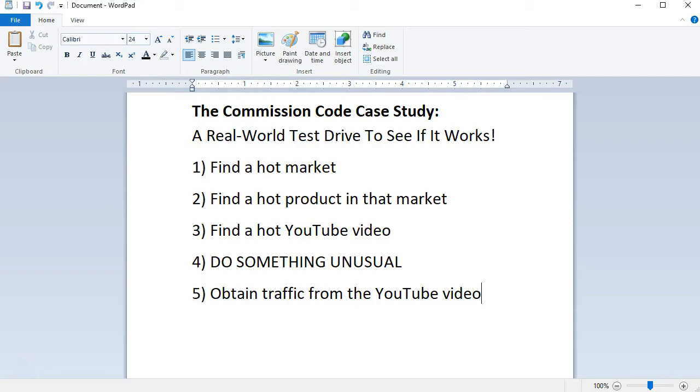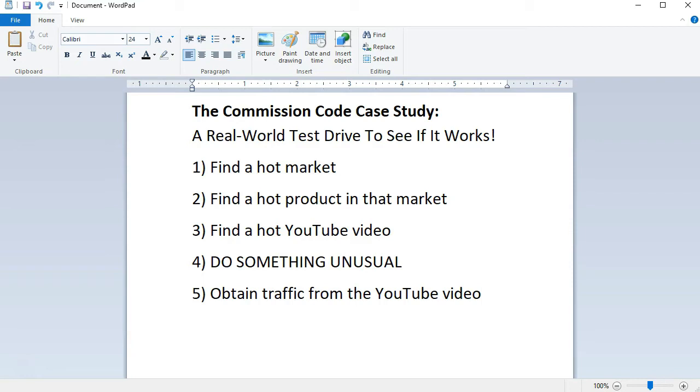The third step is to find a hot YouTube video. It's important that the YouTube video be relevant to the market that is being selected, and that the YouTube video be relevant to the product in that hot market that we can promote as an affiliate.